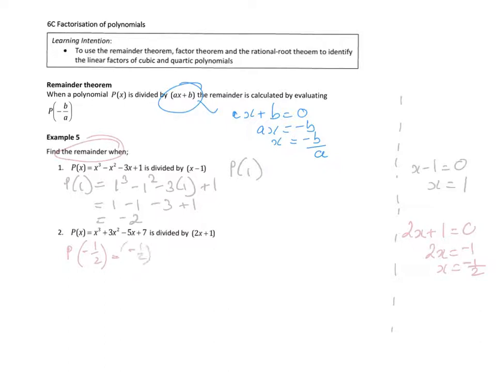So minus a half cubed plus 3 times minus a half squared minus 5 times minus a half plus 7. Okay, so what does that give us? Minus 1 on 8. 1 cubed is 1, 2 cubed is 8, and it's an odd power, which makes it a negative number. So minus a half squared is a quarter, times it by 3 is 3 on 4, plus 3 on 4, and then we get minus times minus is plus 5 on 2, plus 7.